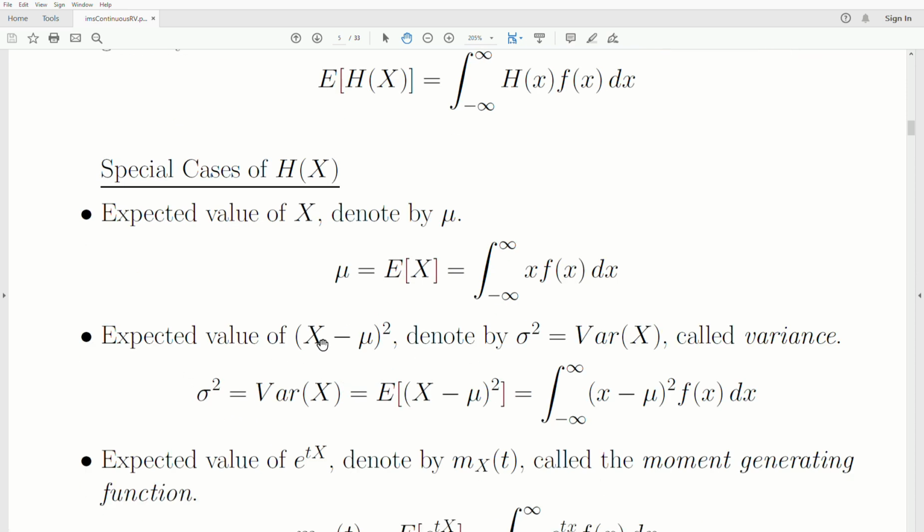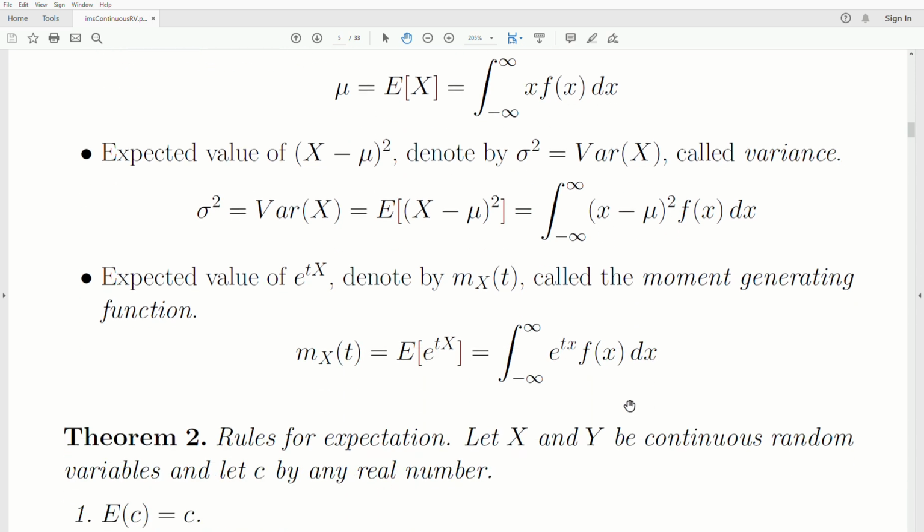The expected value of x minus mu squared is another specific value of h of x. Now this is denoted by sigma squared, called the variance. Sometimes we'll just write it var of x. And this is how you define it. Sigma squared, equal to the variance of x, equal to the average squared distance from the mean, is equal to, you take that value times its density integrated over all possible values.